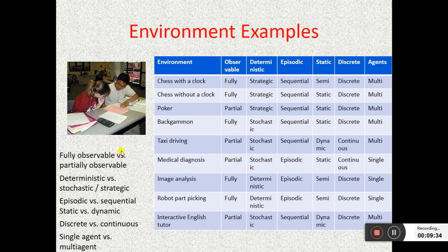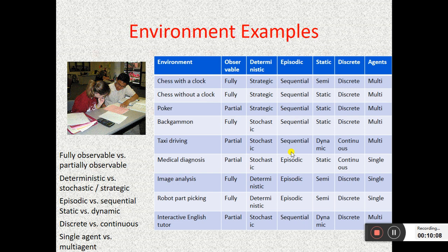So these are the different examples of the environments, and the environment could be fully observable, it could be partially observable. So there are two types of observance, one is fully and second is partially. In this deterministic, this is strategic, or this could be stochastic.